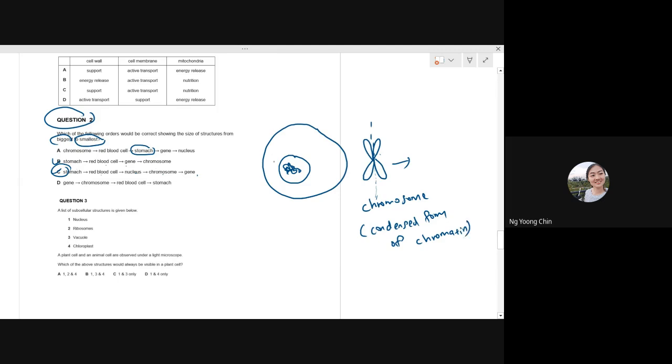Because chromatin appears in this way. This is chromatin. Chromatin is just like a thread-like structure. So when the thread-like chromatin undergoes condensation, it will form the chromosome. So inside the chromosome, it is actually comprised of a lot of DNA. Yeah, this is DNA.